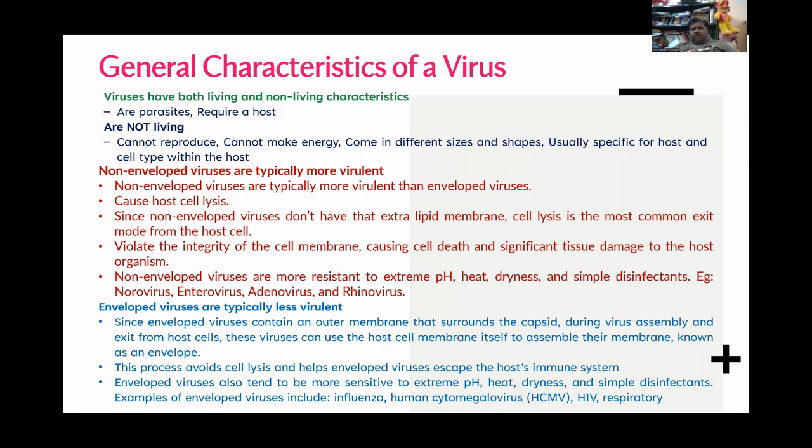One easier thing to remember is that these are obligate parasites, and hence they require a host to survive. They cannot reproduce on their own. This is why people term them non-living, because they don't have their own reproductive mechanism. They have to depend on the host for replication. They cannot make their own energy, which means they use the host energy sources for their replication processes. They come in different shapes and sizes, usually specific to a specific host and the cell type within a specific host. These are the non-living characteristics of the viruses.